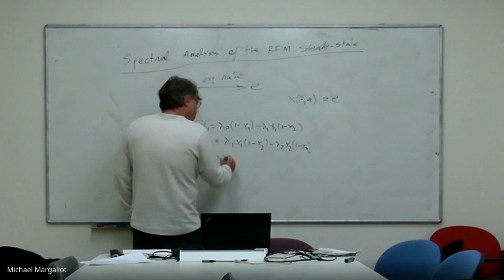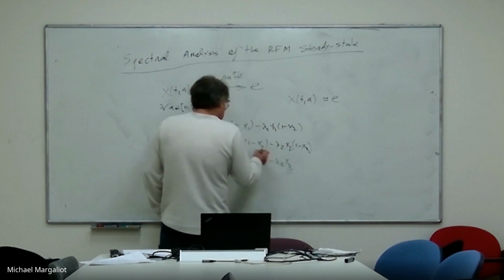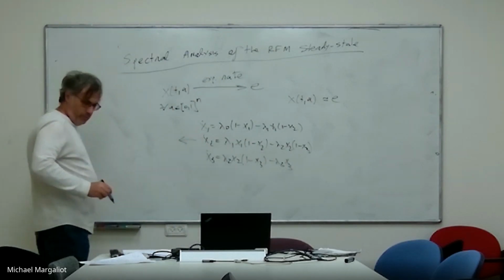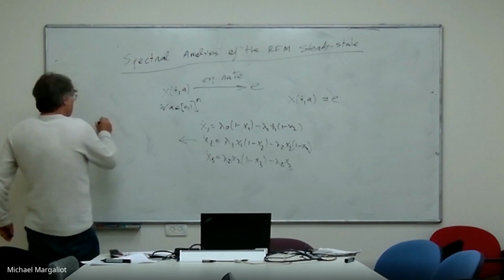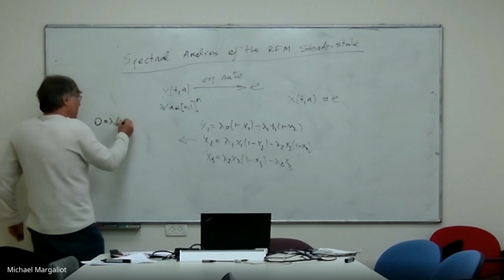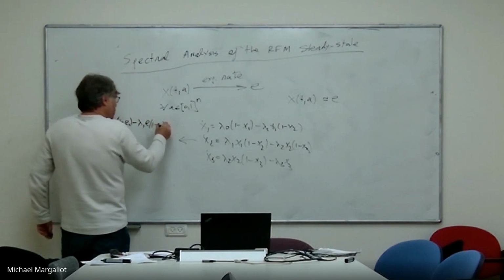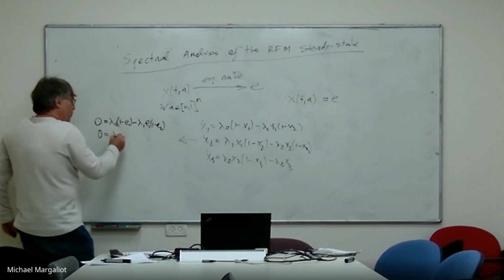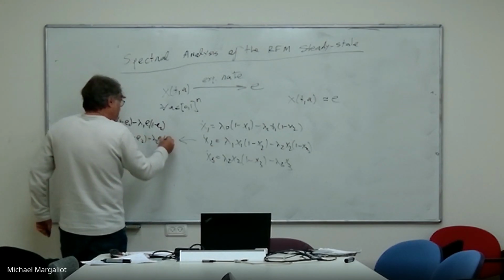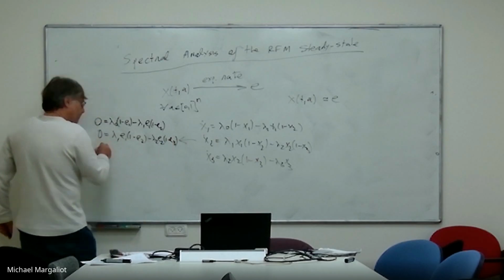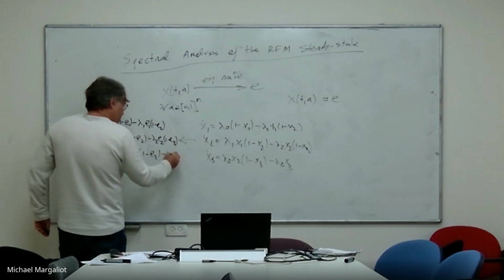Again, just for this three-dimensional case, for simplicity. Now, from these equations, at the equilibrium, what happens? Let me switch back maybe to a better marker. At the equilibrium, we have lambda 0, 1 minus E1 minus lambda 1, E1 minus E2. Lambda 1, E1, 1 minus E2 minus lambda 2, E2, 1 minus E3. Lambda 2, E2, 1 minus E3 minus lambda 3, E3.